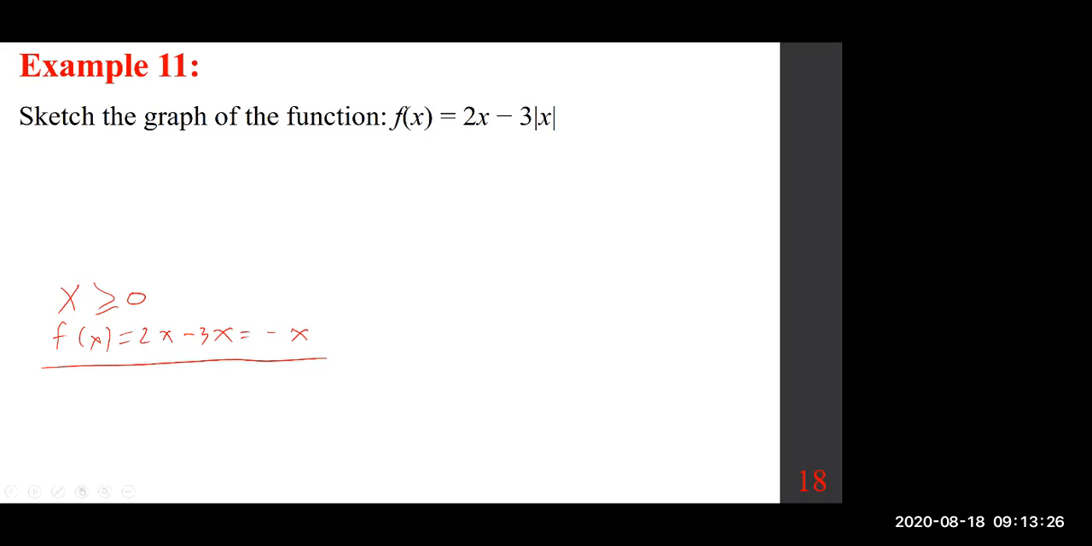First, understanding the concept. So all you have to do is graph y equals -x. You know how to graph that.